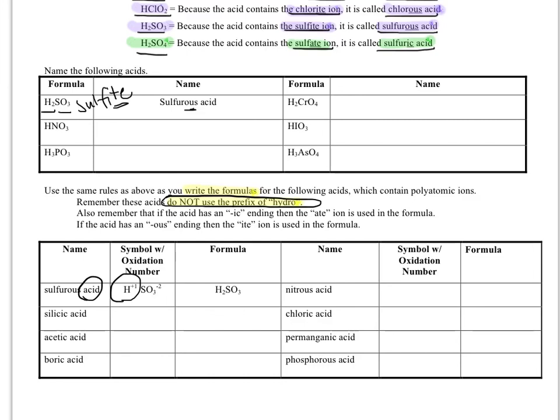If you're looking at the acid and it says, for example, sulfurous acid, if it's got the us ending, then you have to look for the polyatomic ion with the ite ending. So sulfite, SO3, with a -2 charge. And then you swap and drop, so there's 2 hydrogens and just 1 SO3 sulfite.